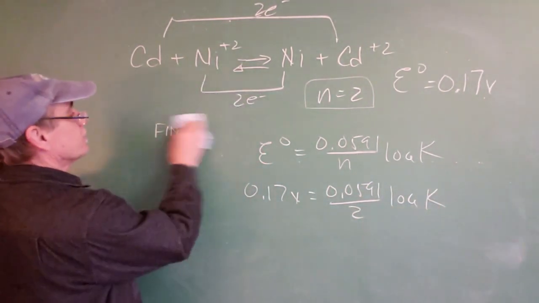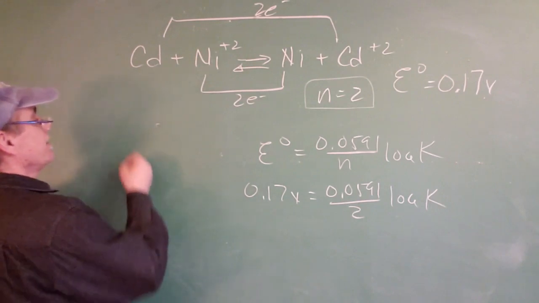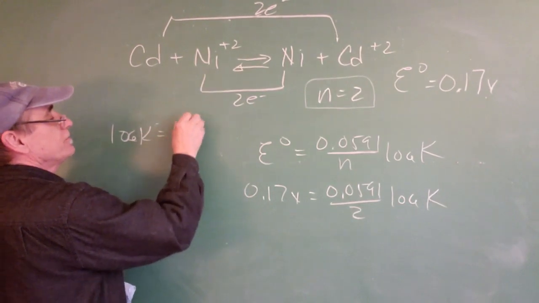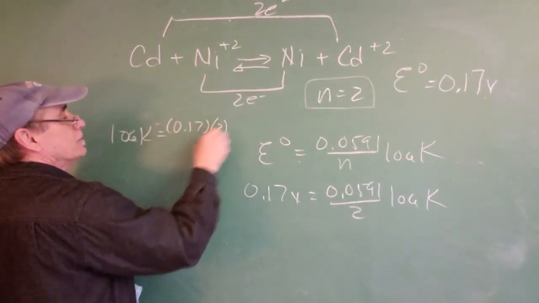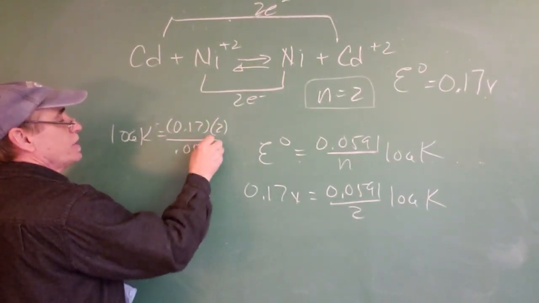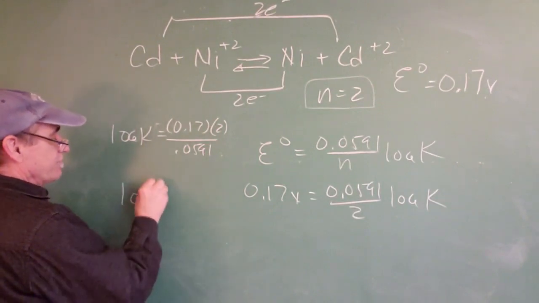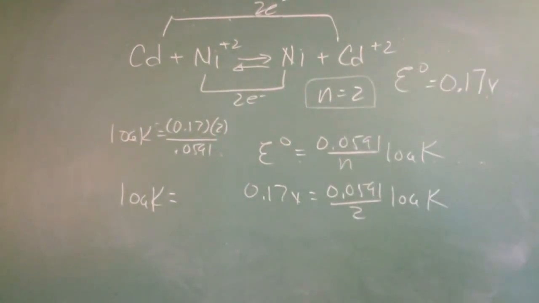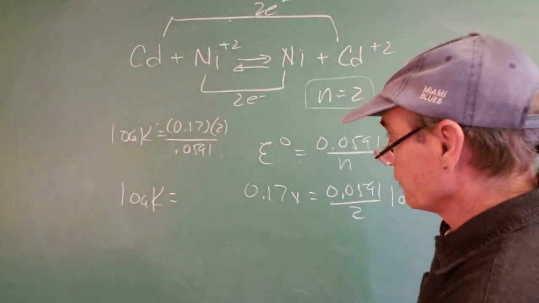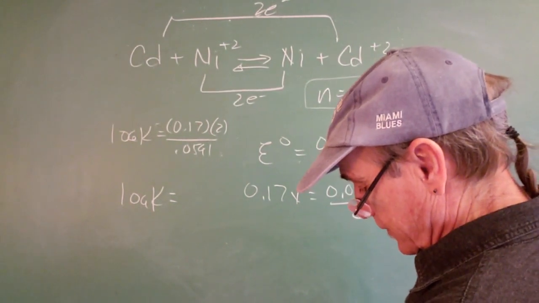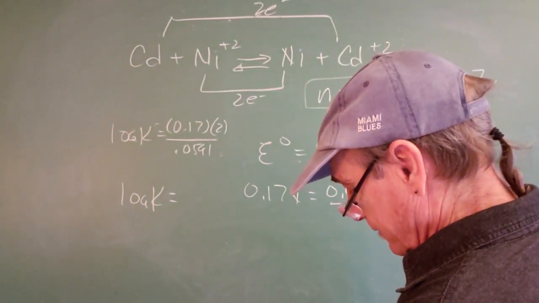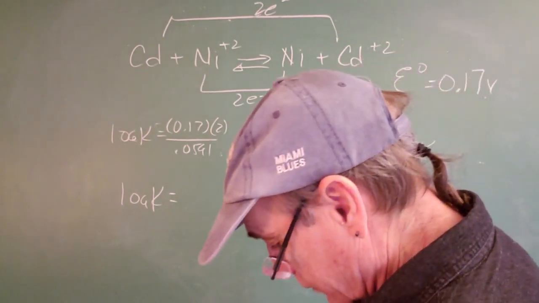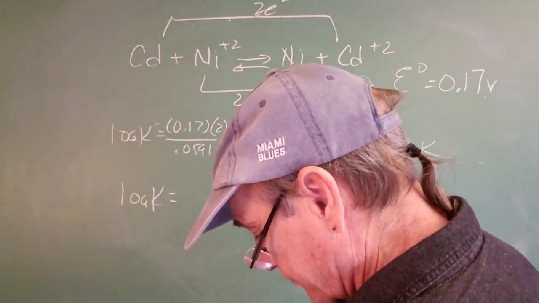Let's go ahead and rearrange then. The log of K is going to be 0.17 times 2 divided by 0.0591. So the log of K would equal, let me get my calculator. Can you see all that on the screen? I guess so. 0.17 times 2 divided by 0.0591. The log of K came out to be 5.7530.